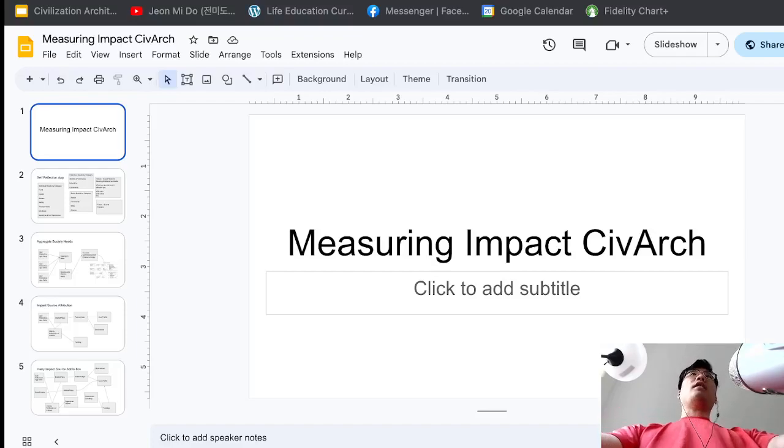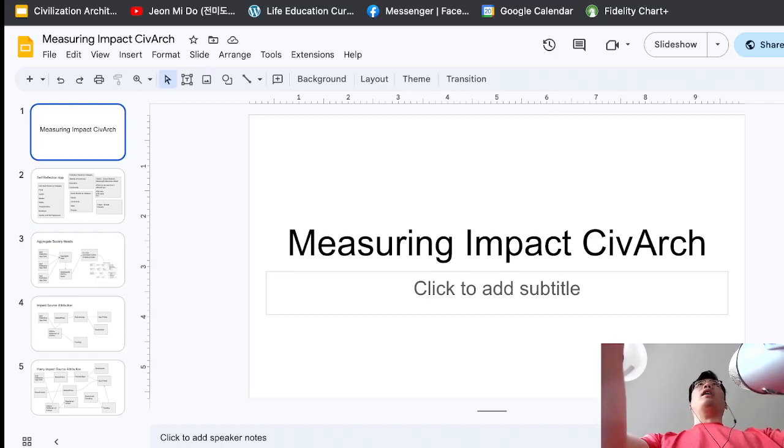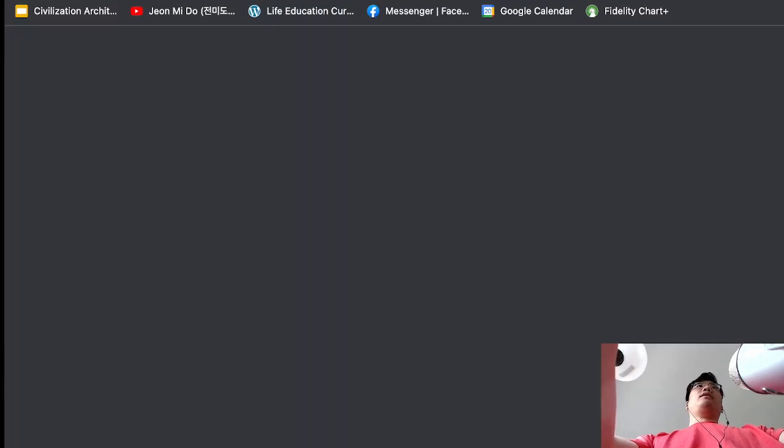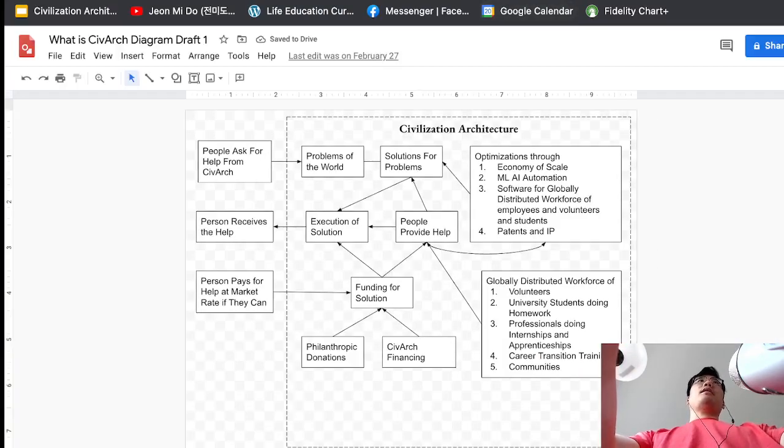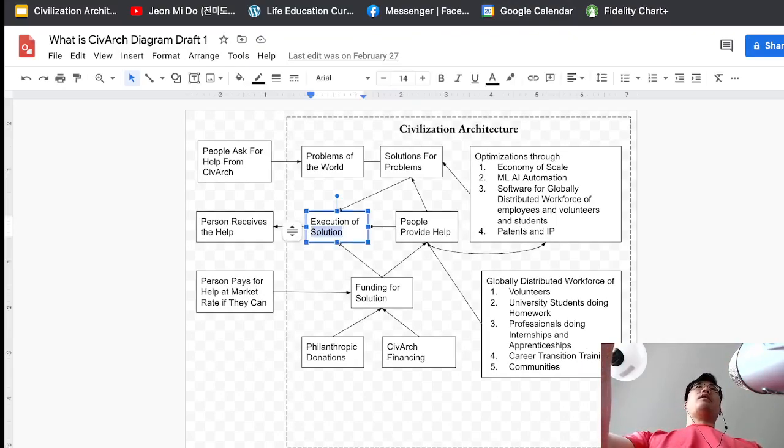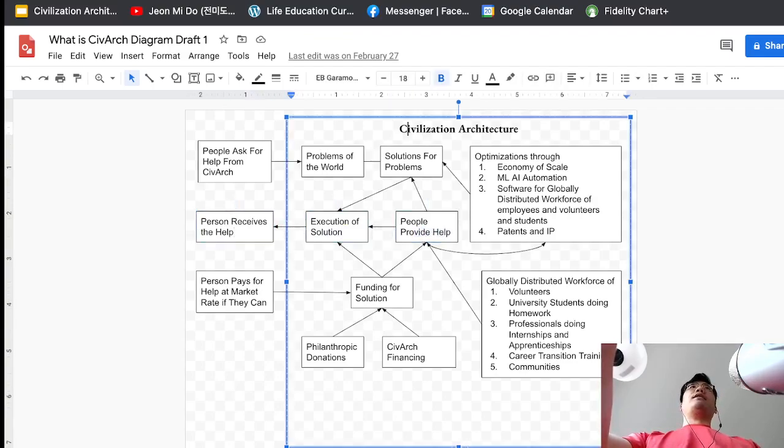So today I'd like to talk about how civilization architecture will measure the impact of the work that we do. This is because part of civilization architecture is going to be understanding how our solutions are providing help for people and measuring the impact that this civilization architecture organization is having on the world at large.